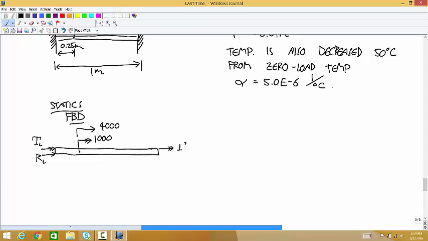Right end, we have the reaction torque, I'll call TR, and then the reaction force, I'll call RR.